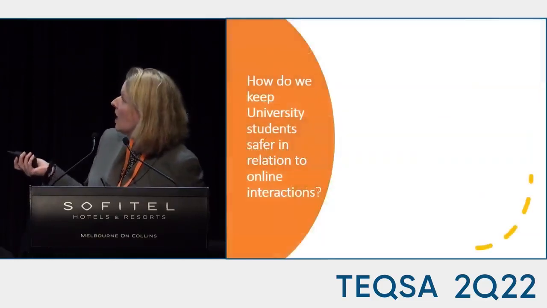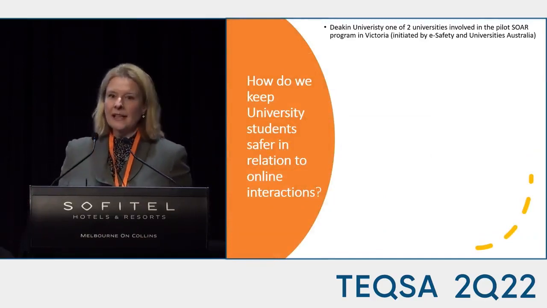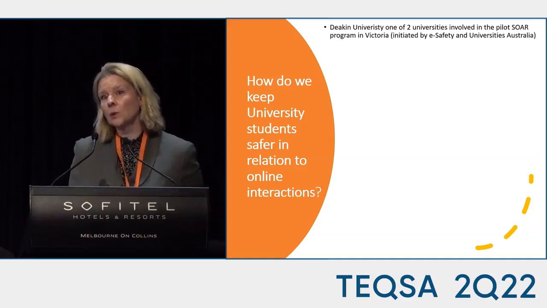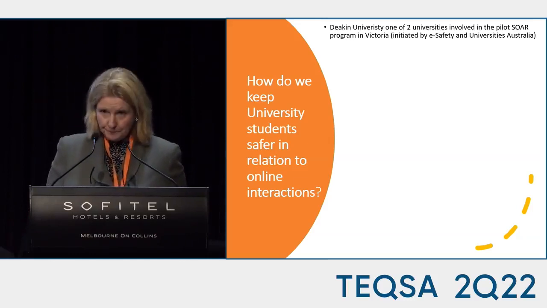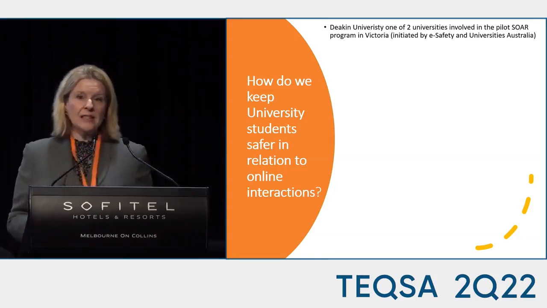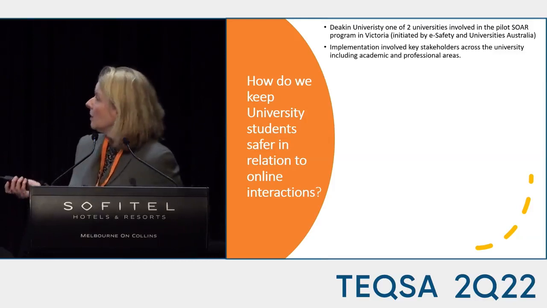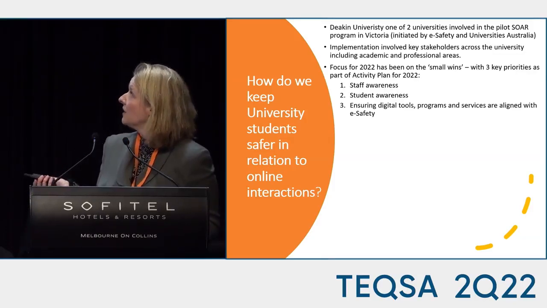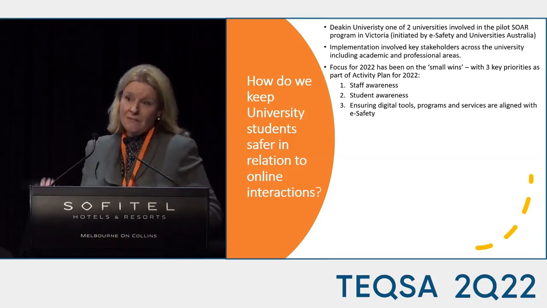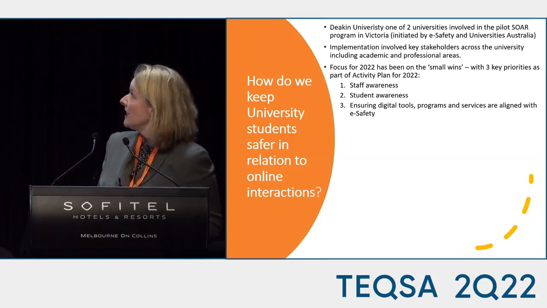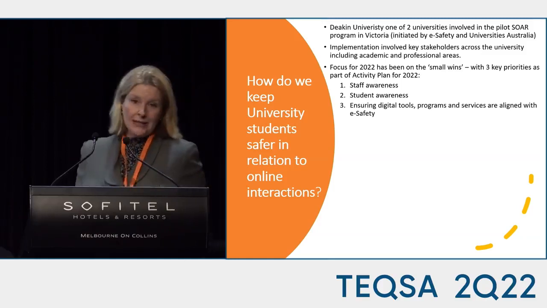And last but not least, we were very, very lucky because Deakin University, where I am, was selected as one of the first 2 pilot universities in Victoria to roll out SAW, which was in conjunction with Universities Australia and the eSafety Commissioner. SAW stands for Safer Online Awareness Resilience. The implementation involved key stakeholders across the university, including academics and professionals. What we did in 2022 was focus on small wins with 3 key priorities: staff awareness, student awareness, and ensuring that all digital tools, programs, and services were aligned with eSafety.